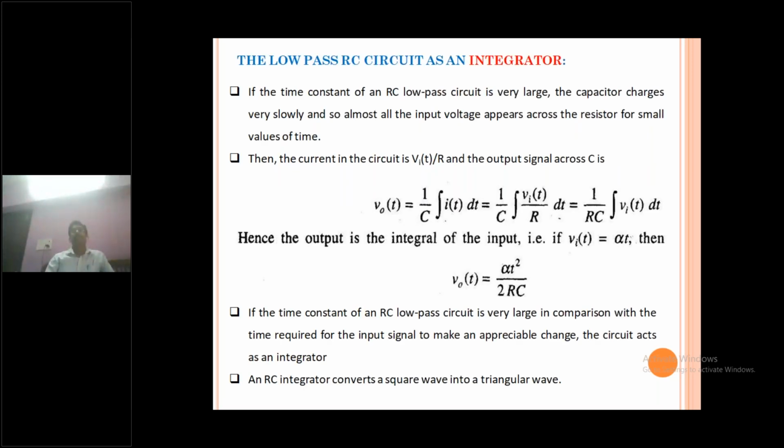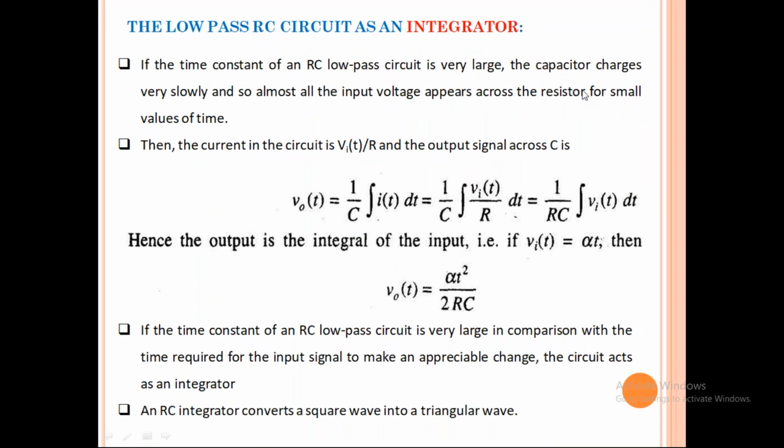Next, another important topic: how can we say that the low pass RC circuit acts as an integrator? Important here is that when the circuit time constant is very large, the capacitor charges very slowly. That means almost all the input appears across the resistor only. Initially, the total input voltage appears across the resistor, so at that time the capacitor virtually acts as a short circuit.